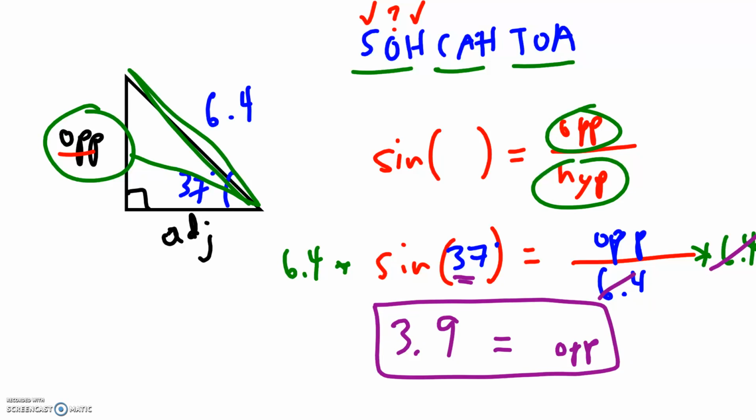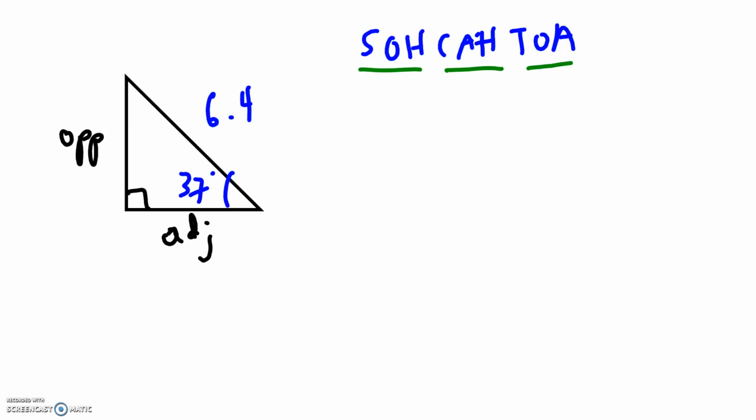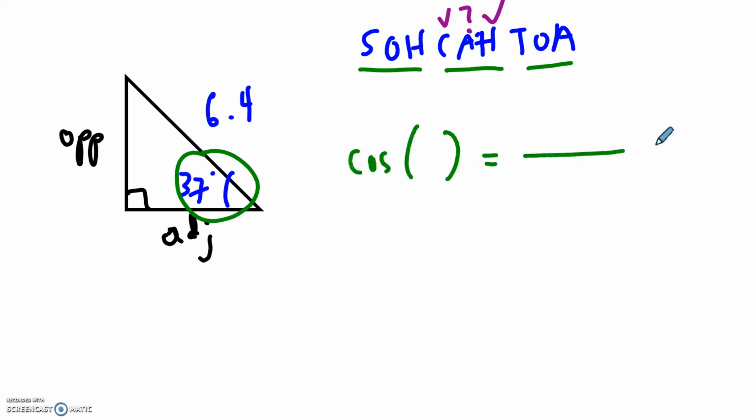We can do the exact same thing to find the adjacent leg. The adjacent leg appears right here. That's our unknown. We know hypotenuse, and we know the cosine value because we have the angle itself. So we write down cosine equals adjacent over hypotenuse.